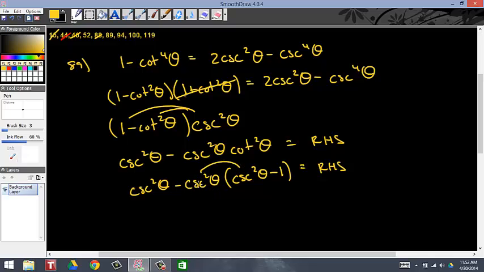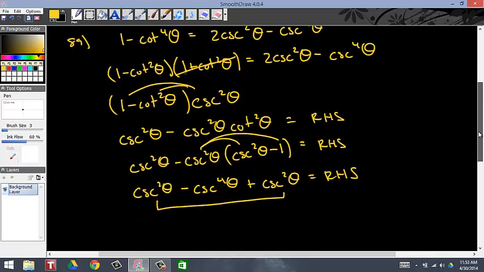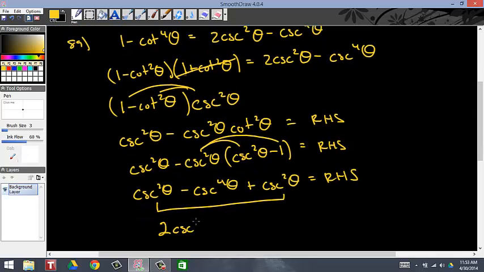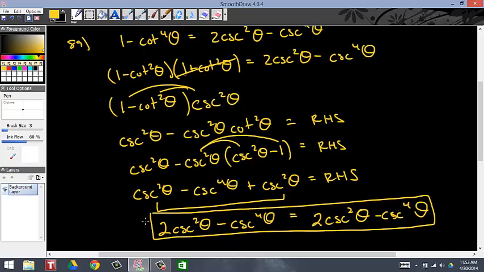So negative cosecant squared times cosecant squared is negative cosecant to the 4th theta. Here I get negative times negative is positive cosecant squared theta, and don't forget I had a cosecant squared theta there all along, and that equals the right-hand side. I'm going to combine like terms. A positive cosecant squared and a positive cosecant squared becomes 2 cosecant squared theta minus cosecant to the 4th theta, which equals the right-hand side, which was always, whoops, not secant, cosecant squared theta minus cosecant to the 4th theta. Redemption from yesterday.